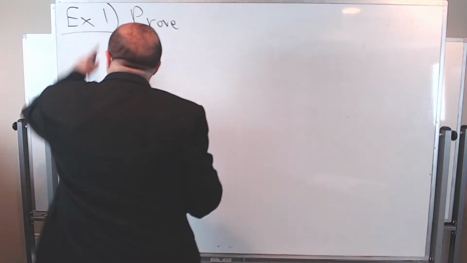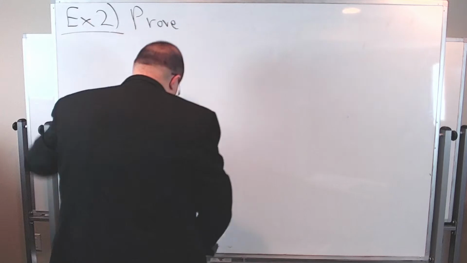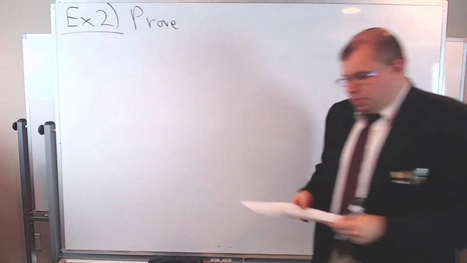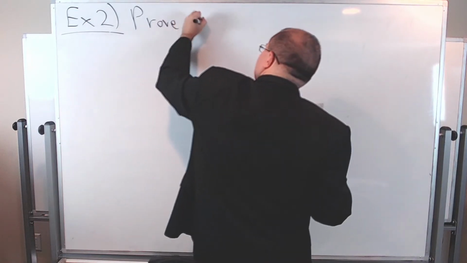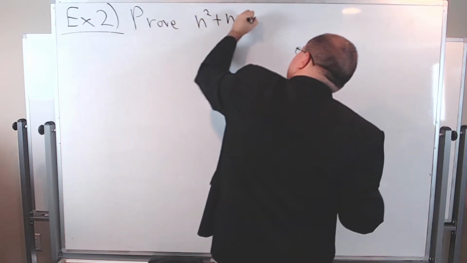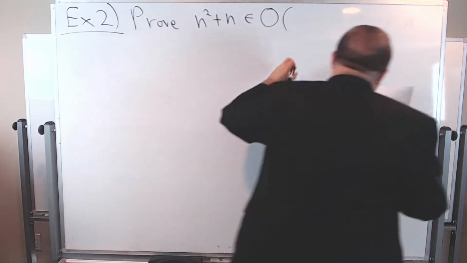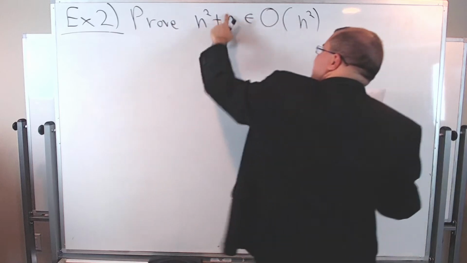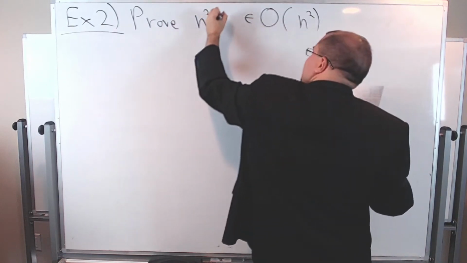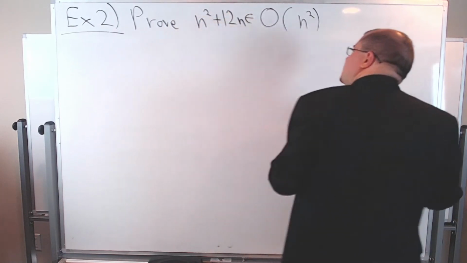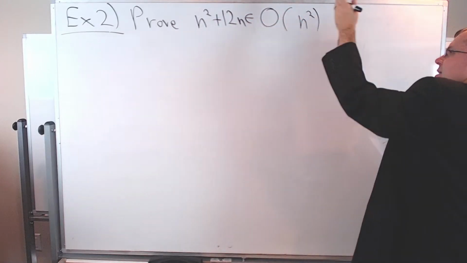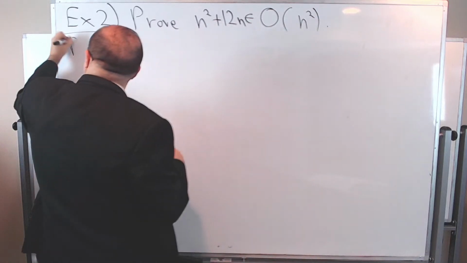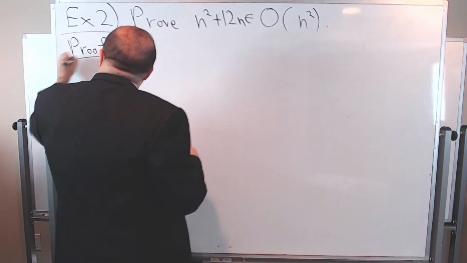So let's prove another example here. What we're going to do is prove n squared plus n is big O of n squared. Let's make it more interesting. Let's put it as 12n. So n squared plus 12n is big O of n squared. We're going to prove this. So let's write out a proof.